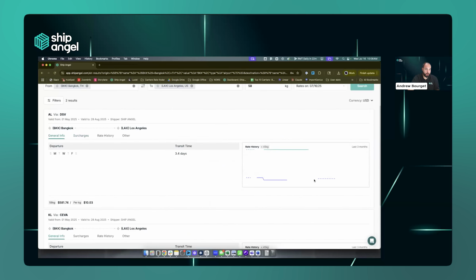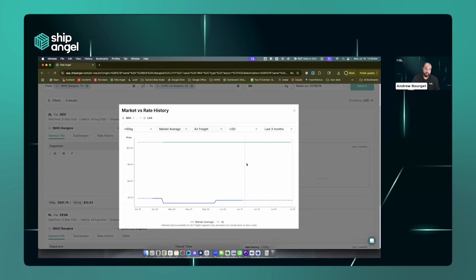Additionally, inside this rate card, we've given you access to third-party benchmark data. It's one thing to compare my rates from DSV to CEVA and understand DSV's a less expensive option based on the amount of kilos that I plan on shipping. The actual cost is a little bit lower, and so I'm going to probably go with them. It's another thing to now be able to compare those rates against the market.